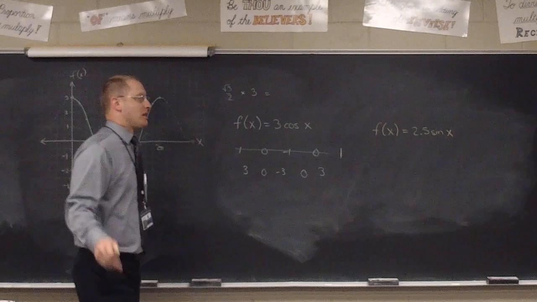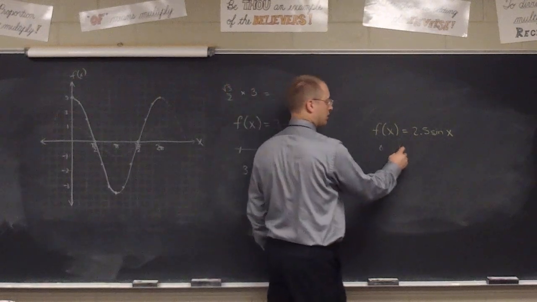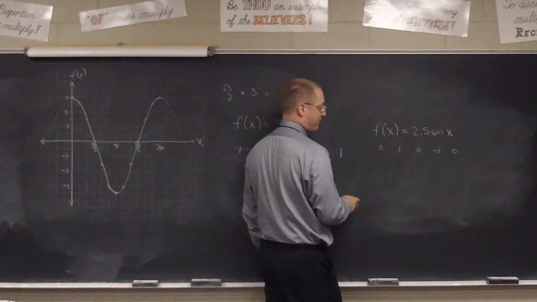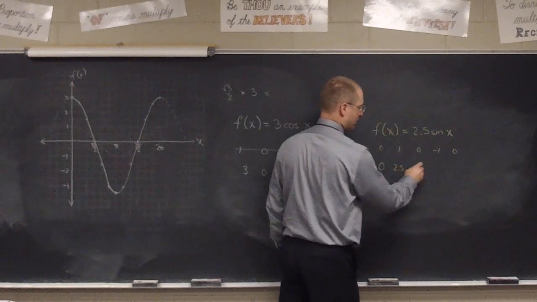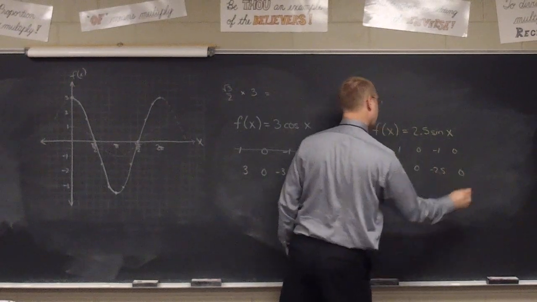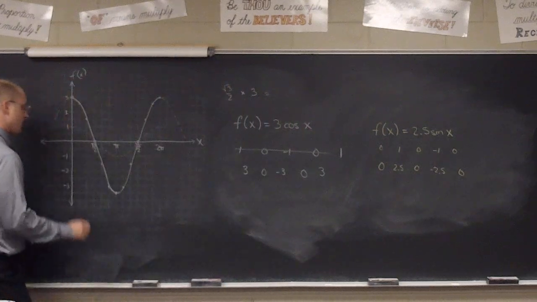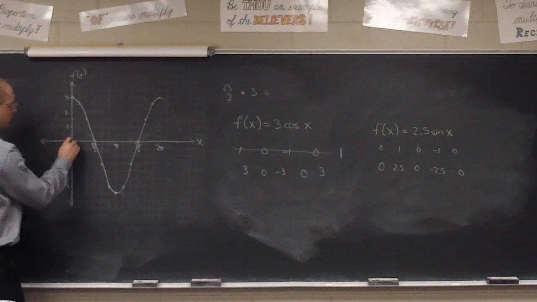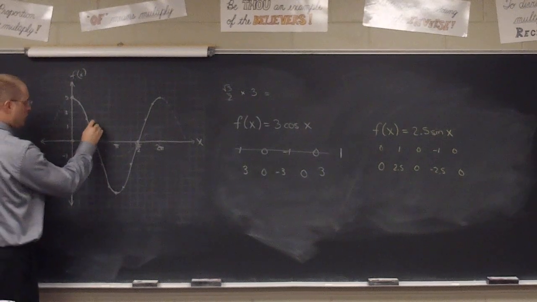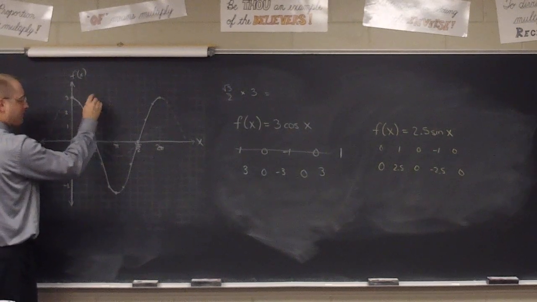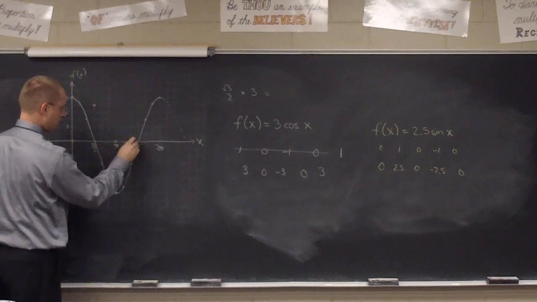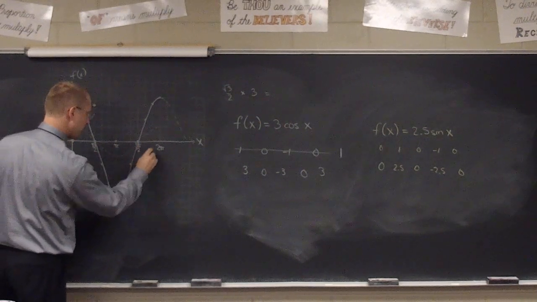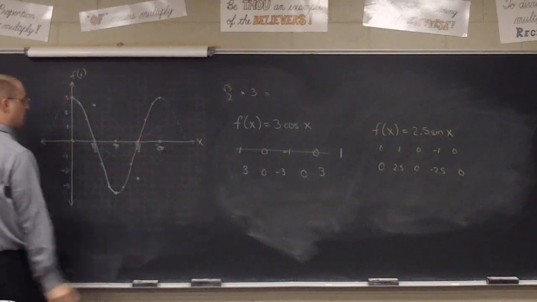Well, normal key points: 0, 1, 0, negative 1, 0. But we're going to multiply them all by 2.5: 0, 2.5, 0, negative 2.5, 0. All right, so we're starting at 0. Is that on the screen? Yes, we're on the screen. 0, 2.5, 0, negative 2.5, 0.